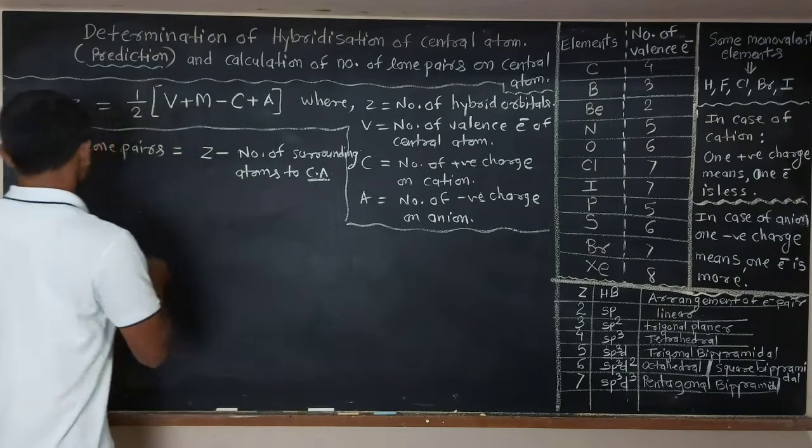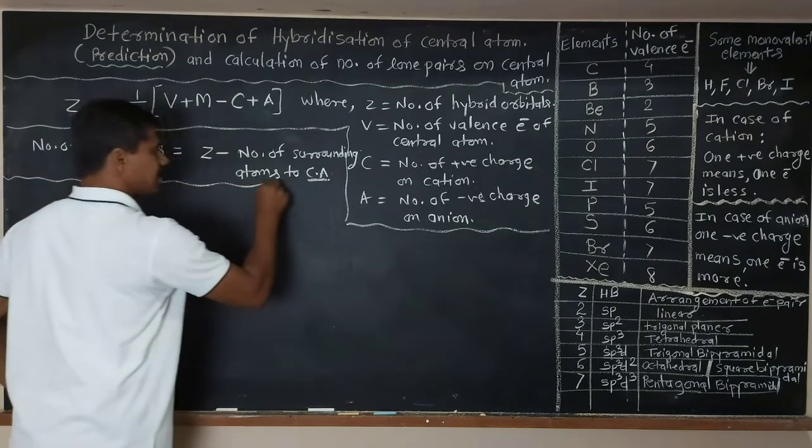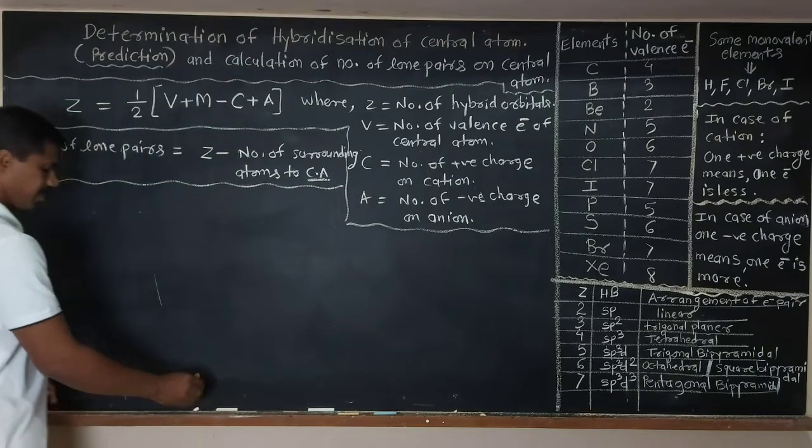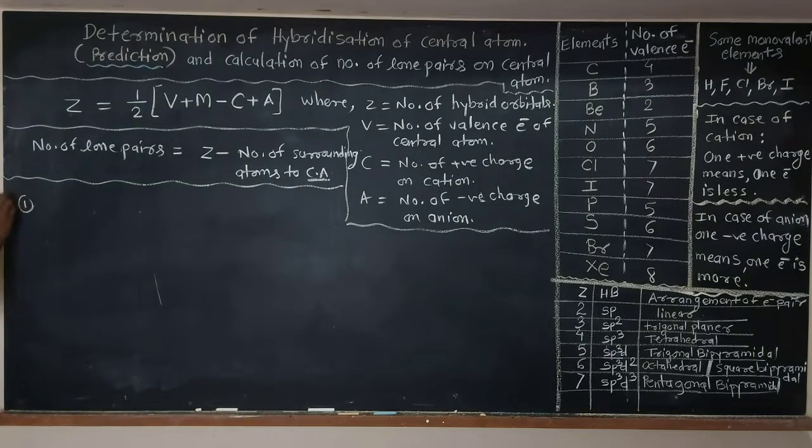Okay, now we will take the 15 examples in very short time. First example, determination of hybridization of carbon dioxide.